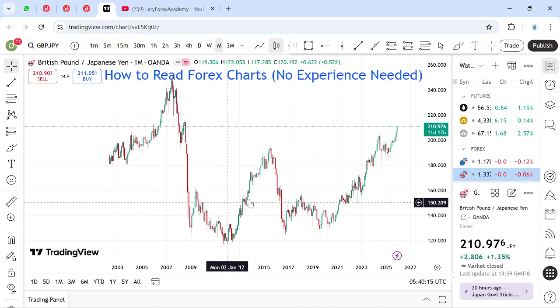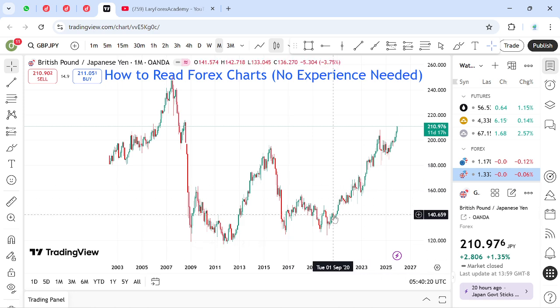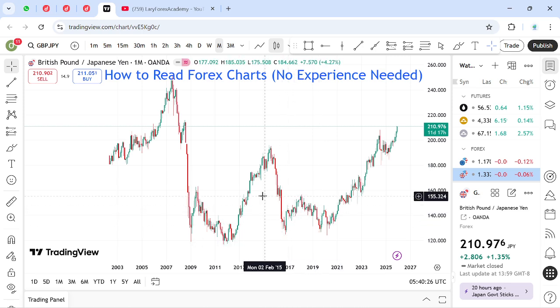Now, for a start, this interface is what we call a market chart. Are you with me? So this interface is what we call a market chart. Now, what is constituted in a market chart are different things.